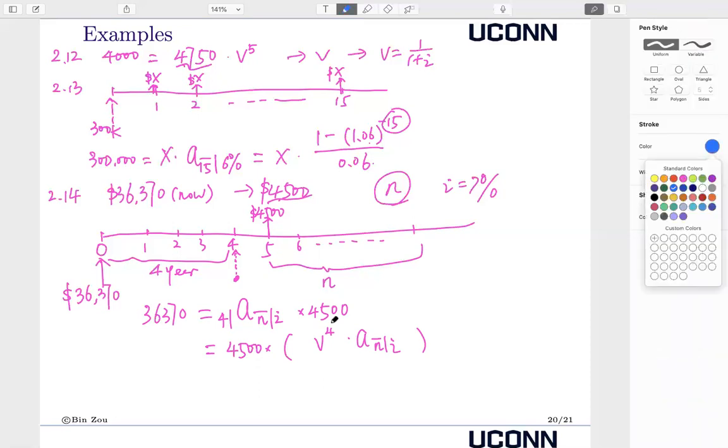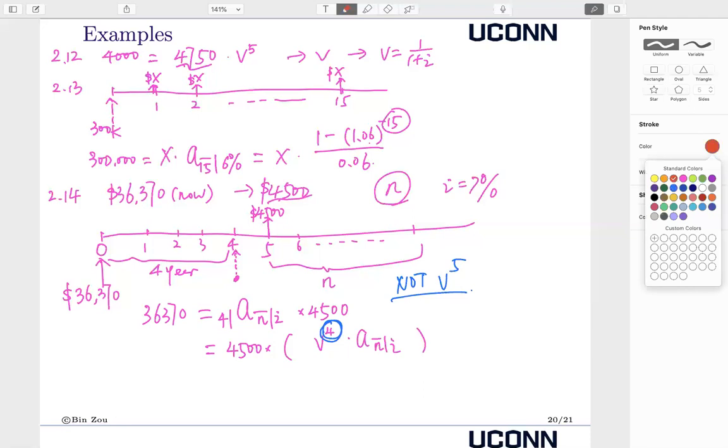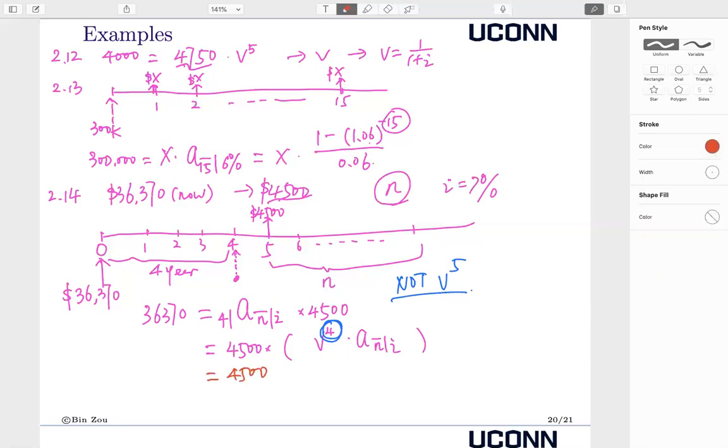That's often where students get issues, not 5, because I think of this as an annuity immediate. So if I see this as an annuity due, if I see this as an annuity due, my annuity due starts at time 5 years.